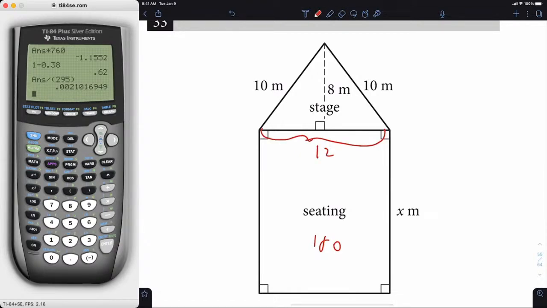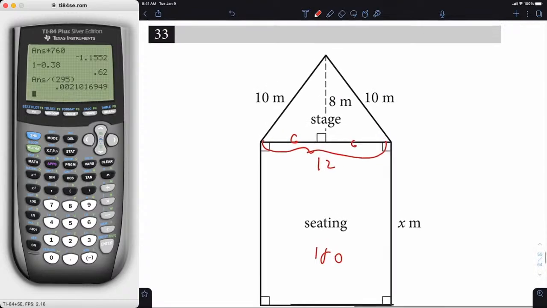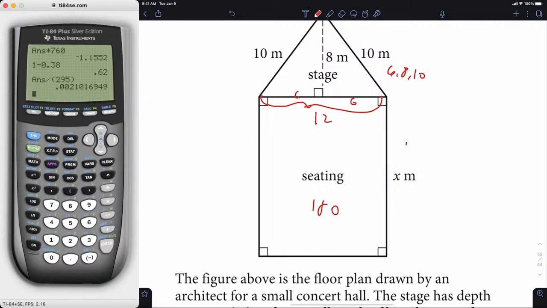The reason I know that this has to be 6 and this has to be 6 is because of the Pythagorean theorem. You could go ahead and plug in if you want, but I just know that 6, 8, 10 is a Pythagorean triple, so this has to be 6 and this has to be 6, meaning the whole thing is 12. And then, remember, area is base times height, so 12 times x is equal to 180. Divide by 12. 180 divided by 12 is 15.